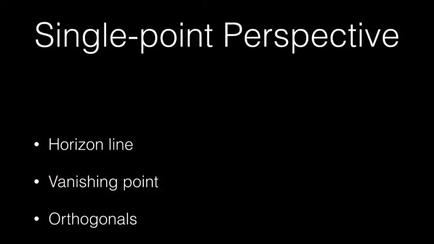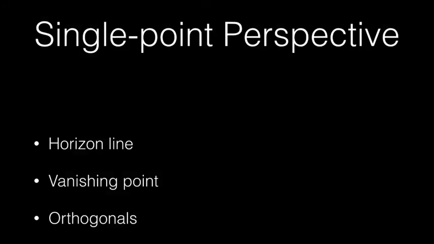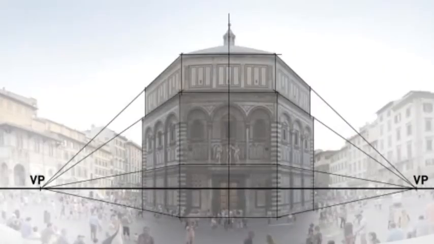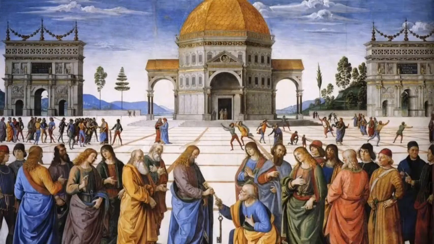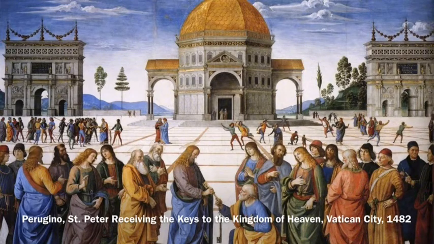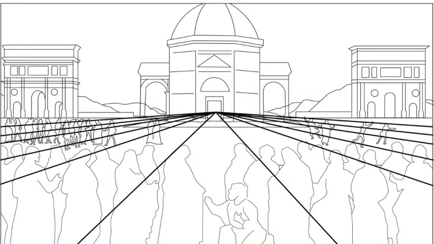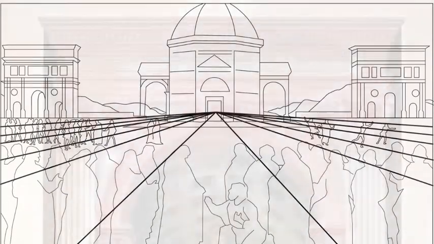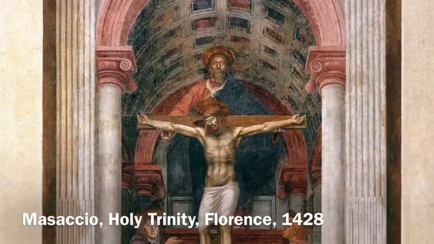Single point perspective consists of a horizon line, a vanishing point, and orthogonals. In this image, you can see two-point perspective with a horizon line across the middle and a vanishing point at the left and the right. In this example of single point perspective, we can see the vanishing point is along the horizon, right in the middle of the dome with the two arches on either side. All of the lines converge towards that.